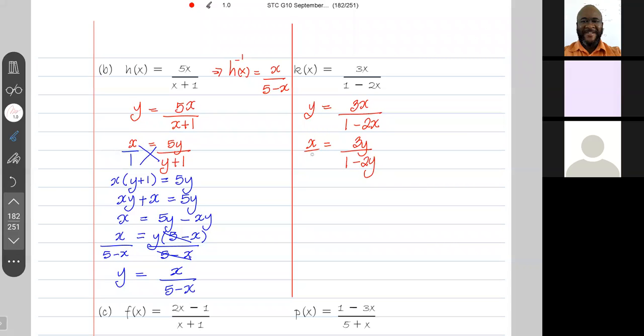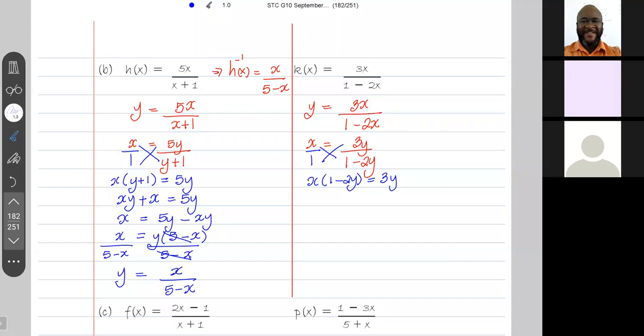So I'm going to put this over 1. I'm going to change the color ink. I'm going to put this over 1. Now, if I have one fraction equal to one fraction, to get rid of the fractions, I'm going to cross multiply. So this is x multiplied by 1 minus 2y. And this is equal to 1 times 3y, which is 3y. Remember, whenever you multiply a sum or a difference, you always put it in brackets. So I'm going to remove the brackets by applying distributive law.